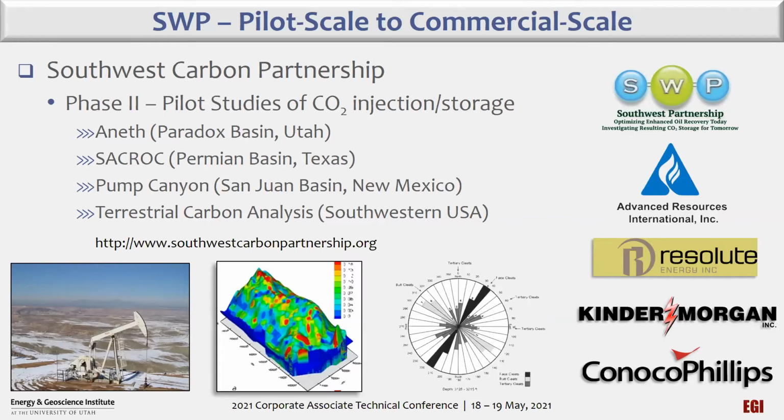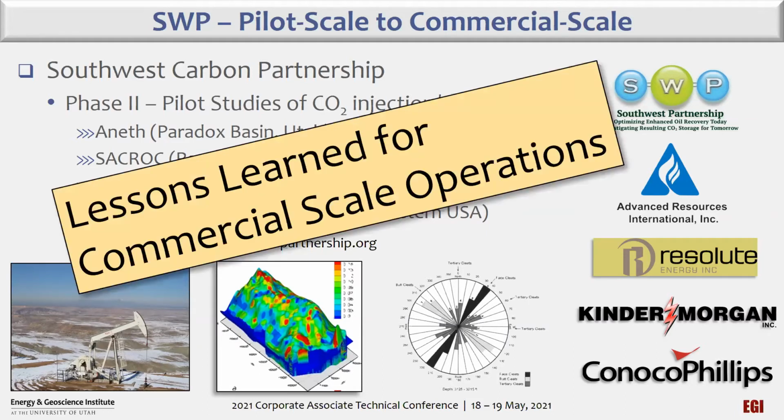The San Juan Basin Enhanced Coal Bed Methane Project was the third CO2 injection study. ConocoPhillips and ARI were the partners on that project. Approximately 18,000 tons of CO2 were injected into a coal seam before the swelling of that coal effectively shut down injectivity. More information on all of these projects is available on the SWP website shown here. The major outcome for the SWP Phase 2 projects was a catalog of lessons learned for the ultimate Phase 3 project, and that's commercial scale injection of CO2.